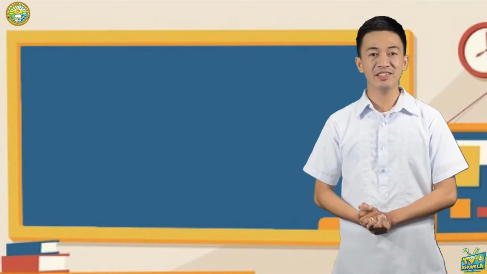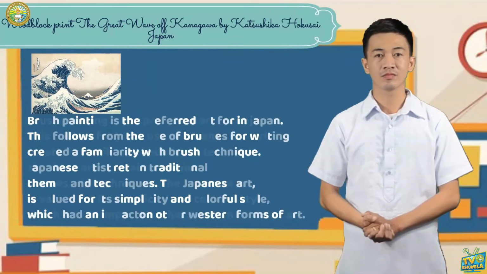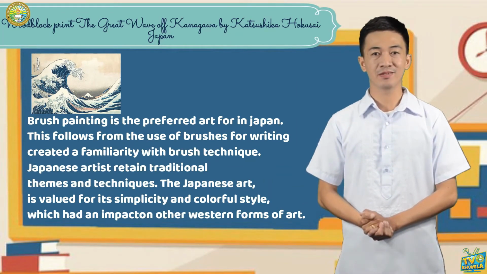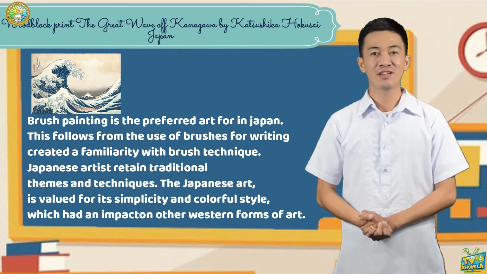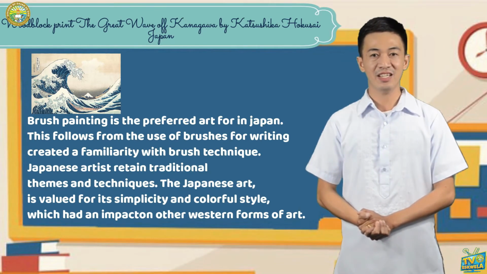The second painting is a woodblock print from Japan. Brush painting is the preferred art for Japan. This follows from the use of brushes for writing, which created a familiarity with brush technique. Japanese artists retain traditional themes and techniques. Japanese art is valued for its simplicity and colorful style, which had an impact on other Western forms of art.